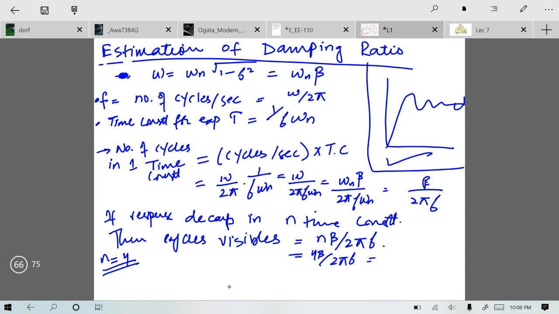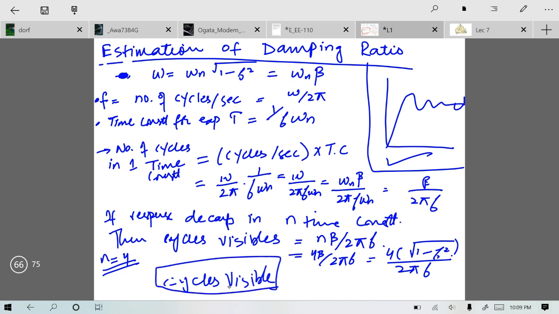By putting in the value of beta, I can write 4 times the square root of 1 minus zeta square, divided by 2 pi zeta. Now you can see what this equation is. On the left hand side of the equation you have cycles visible, and on the right hand side you have an equation with only one variable, which is zeta.